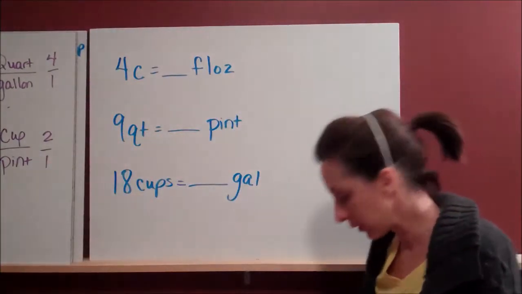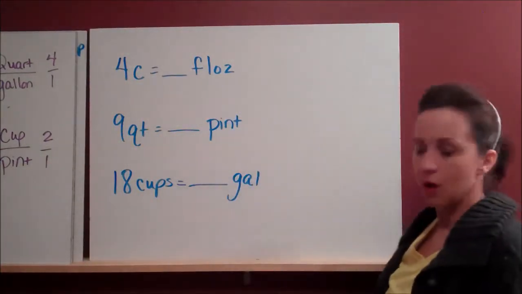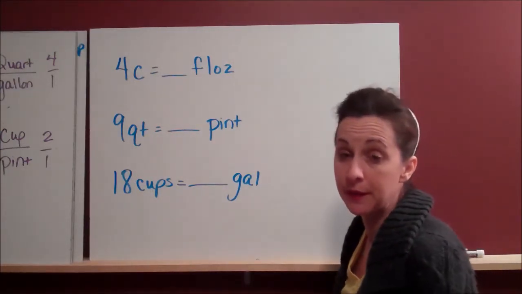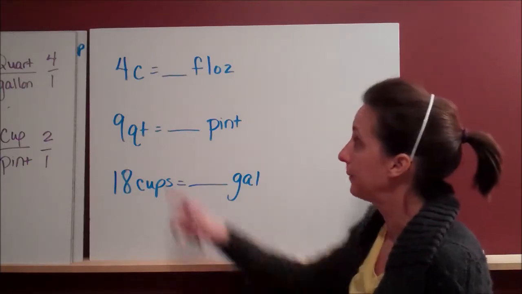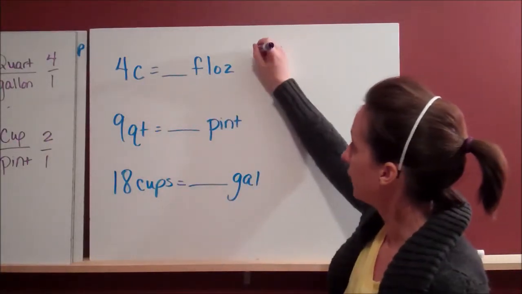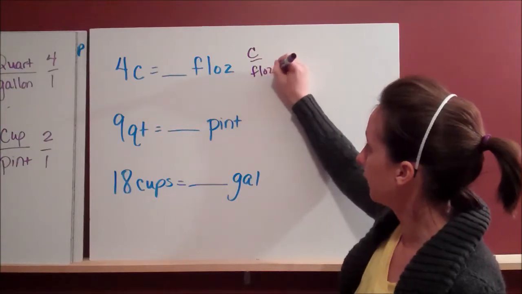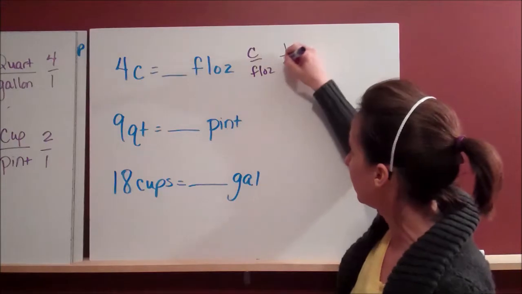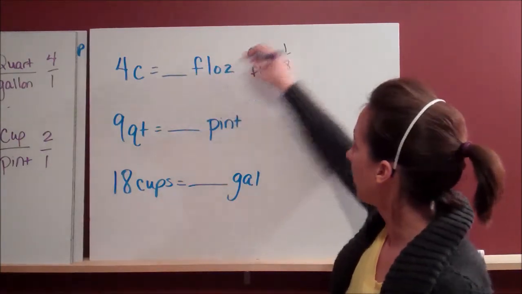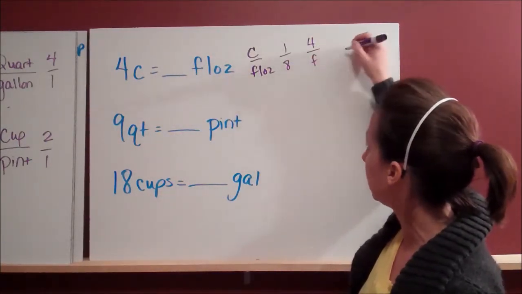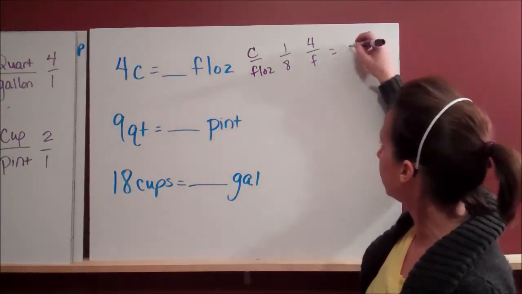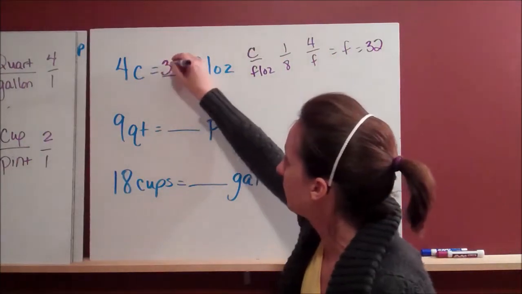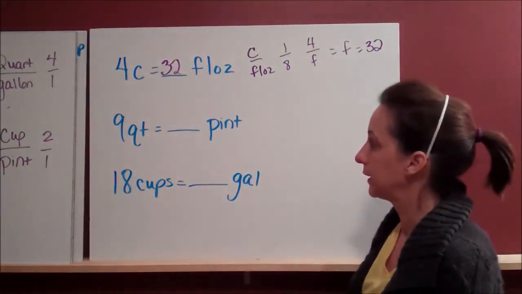Okay, let's try 3 more examples, and then you're going to be set to do your activity in class today. Cups to fluid ounces. Ratio, cups to fluid ounces. The what-I-know ratio is 1 cup is 8 fluid ounces. What I'm given is 4 cups is how many fluid ounces. And so 1 times F is F, and 4 times 8 is 32. And 4 cups is 32 fluid ounces.